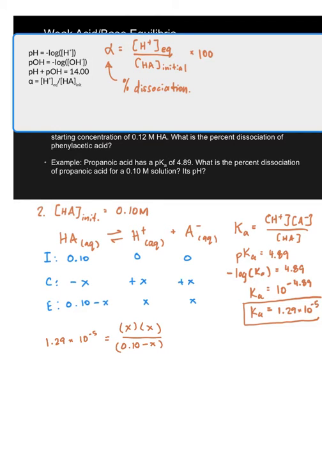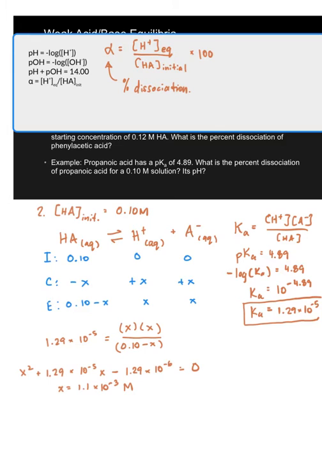So, here we can solve the quadratic equation. What we end up with is a quadratic equation that looks like this: 1.29 times 10 to the minus 5 times X minus 1.29 times 10 to the minus 6 is equal to negative X squared. Bring that X squared over to the other side, and we get a quadratic equation that looks like this. We can solve for X by solving the quadratic equation, and we end up with X is equal to 1.1 times 10 to the minus 3 molar.